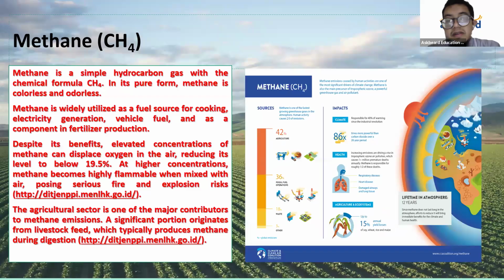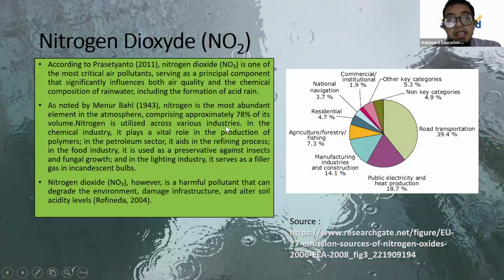Next is methane. Methane is a simple hydrocarbon gas. Usually, it results from agricultural sectors, and also from electricity generation, diesel fuels, and other components in fertilizer production. Usually, it results from fertilizer production. Next is nitrogen dioxide.